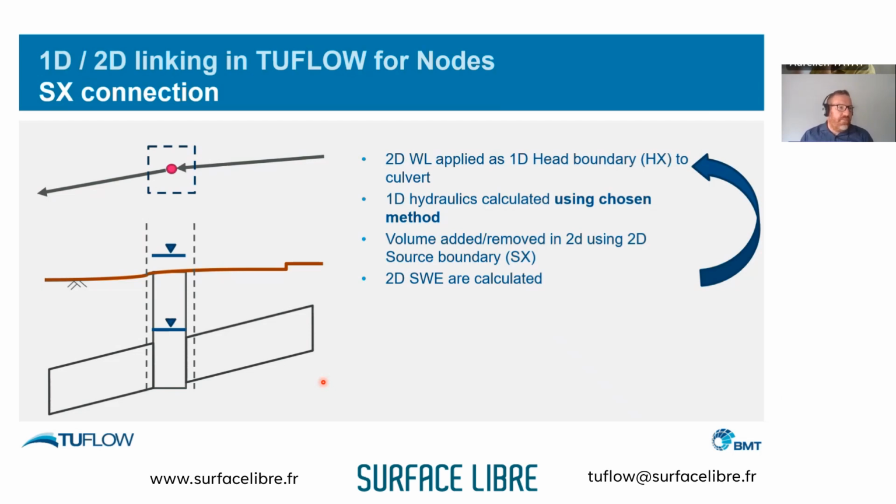Likewise, on the opposite side of things, we then apply a flow into the 2D domain where we've got flooding out of the 1D subsurface network into the 2D domain. The other type of connection, an HX connection, is taking the water level from the 1D domain and applying it to the 2D domain. That's typically used for where we have open channels. Where we have subsurface pipe networks, it's usually the SX connection that's used.